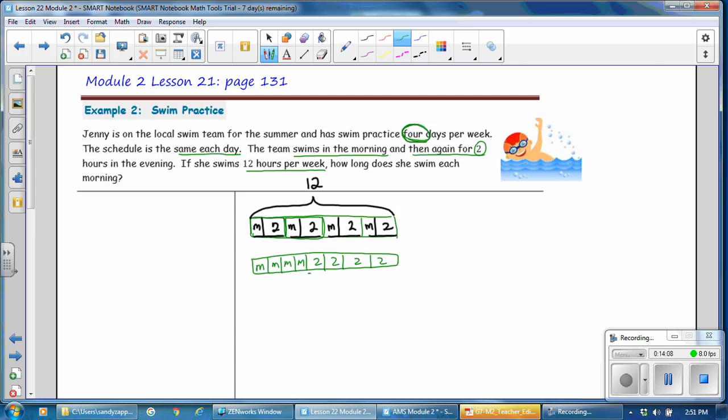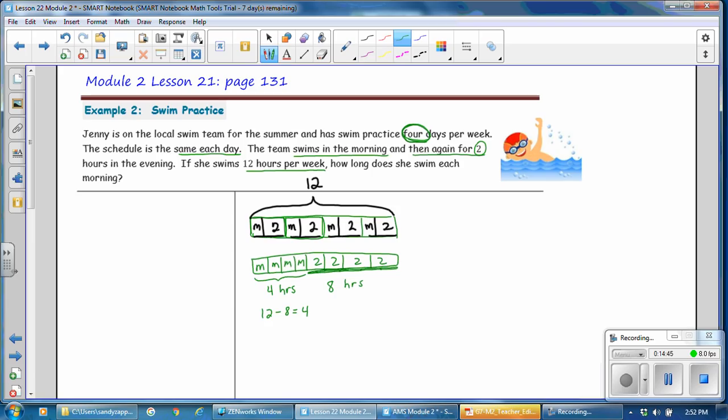Then out of the 12 hours, how many of those hours are the evening hours? So I'm going to add those together. So 2, 4, 6, 8. So we have 8 hours that are represented by the evening swim practice. What's left is what she practiced in the morning. So we'll figure out what's left. So think about how you find the difference between the total and the evening: you subtract. So for this section right here, that would be 12 hours, take away 8 hours equals 4 hours. So now we know that the morning takes up 4 hours of the weekly practice.